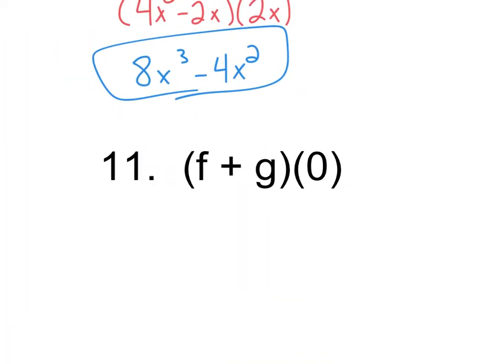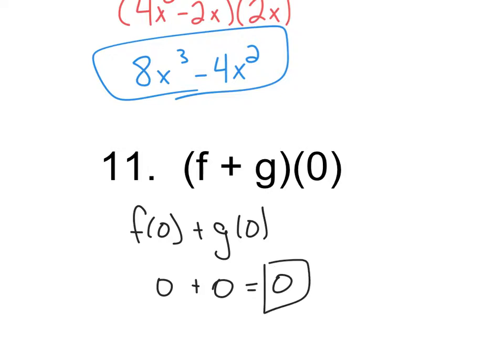Number 11, now we're doing these, but we're actually plugging in numbers. It's not really that different, but be careful. This means f of 0 plus g of 0. Now, luckily for us, if I plug in 0 for f, I get 0, and I get 0 for g. So the answer is actually just 0, but be careful when you plug them in.